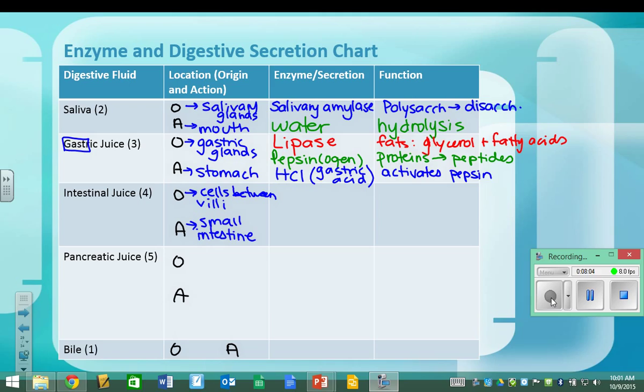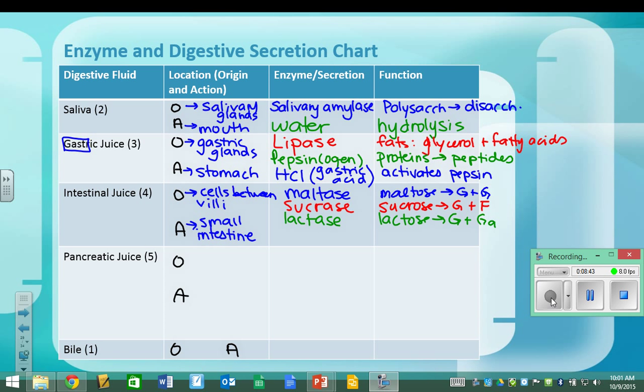There are four things that are produced here that we would have mentioned the other day. They are all enzymes, the ones that we're going to mention. So the enzymes that you have are maltase, which converts maltose to glucose and glucose. You have sucrase, which converts sucrose to glucose and fructose. You have lactase, which converts lactose to glucose and galactose.